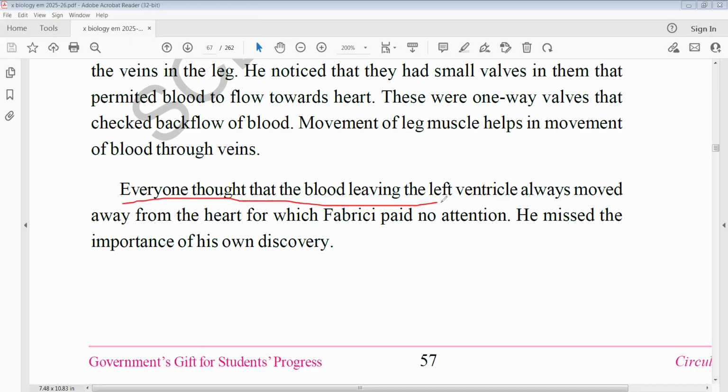Blood leaving the left ventricle always moves away from the heart, but Fabrici paid no attention to this. He missed the importance of his own discovery. He did not discover where the blood is purified. He only identified that blood goes from the left ventricle to different body parts, but he gave no detailed information on how and where the blood is purified, so we missed that information.